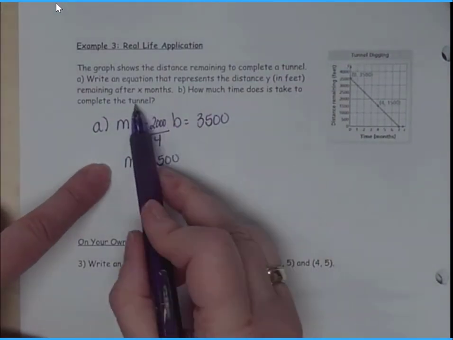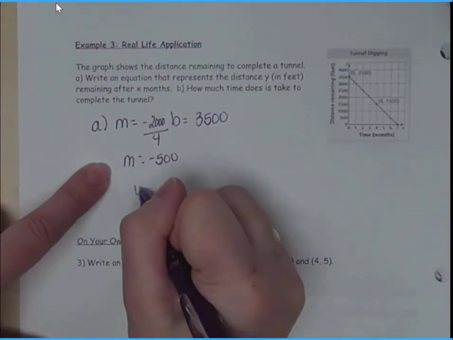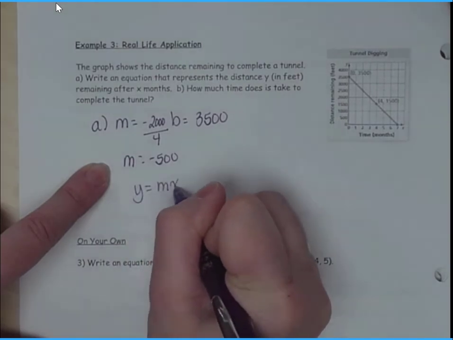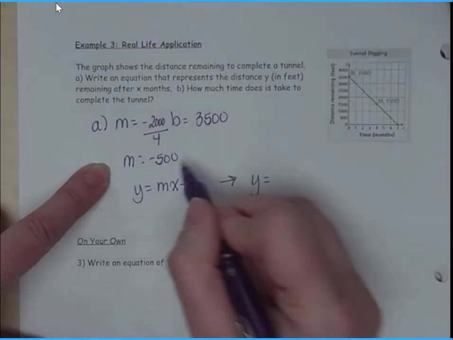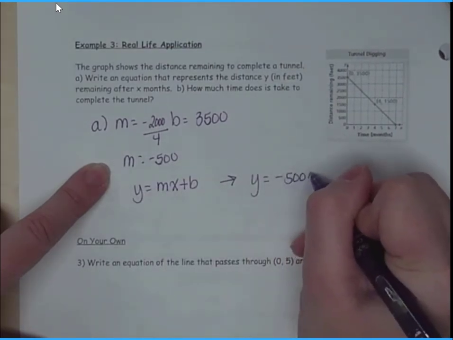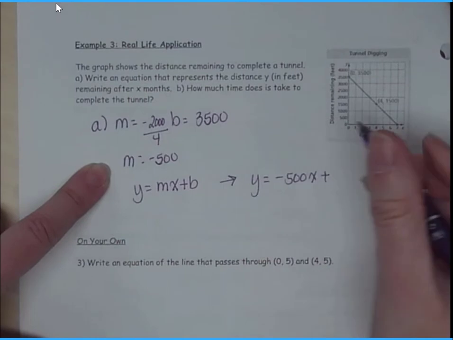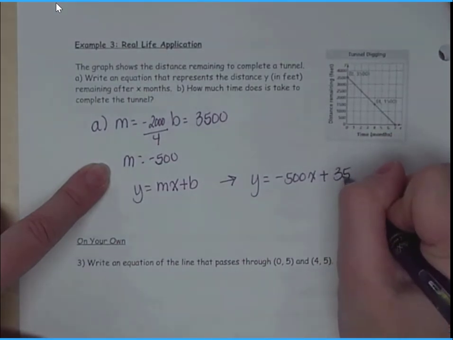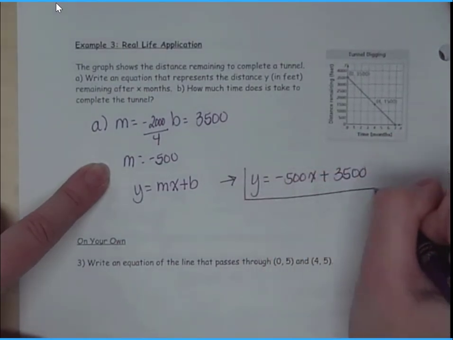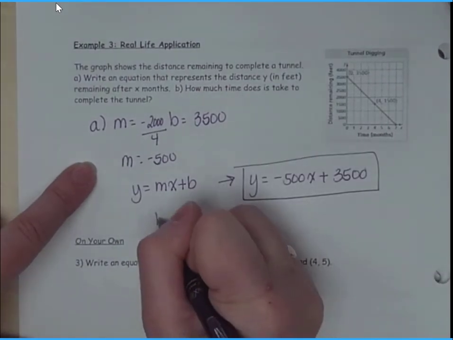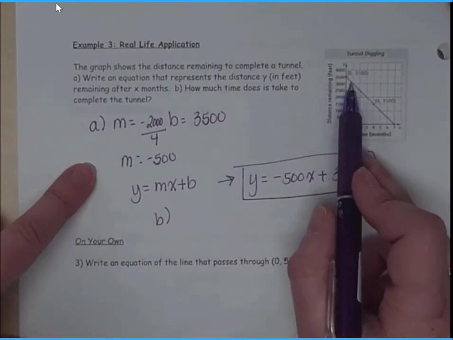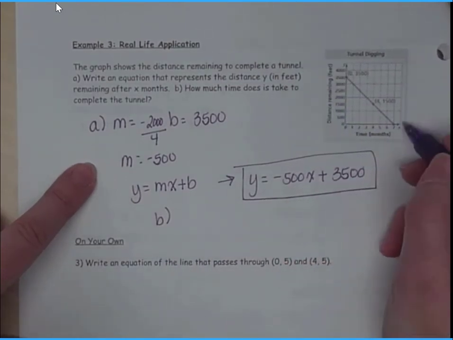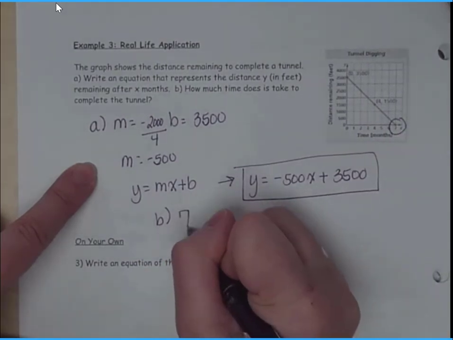So now I can write my equation here. So remember, it's in the form of y equals mx plus b. So I have y equals my slope of negative 500x plus 3,500. Now, how much time does it take to complete the tunnel? If I look right down here, it's going to take me 7 months.